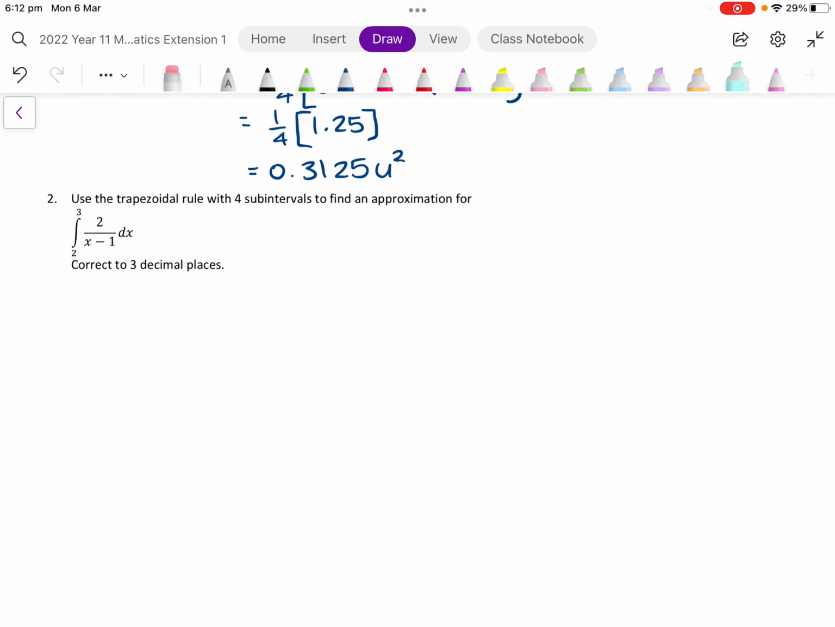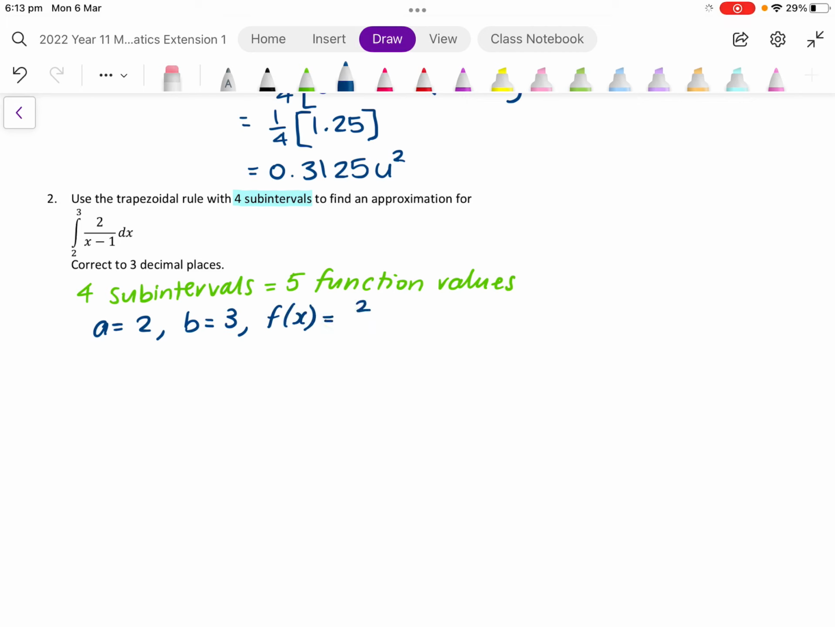Okay, our next example, we're going to use the trapezoidal rule with 4 subintervals to find an approximation for the integral of 2 to 3 of 2 over x minus 1 dx, and we're doing this to 3 decimal places. So we have 4 subintervals. Because we have 4 subintervals, this means that we have 5 function values, and we have a total of n equals 4, because n always equals how many subintervals we have. We are given that a equals 2, b equals 3, f of x is equal to 2 over x minus 1, and n, like I said before, is equal to 4.